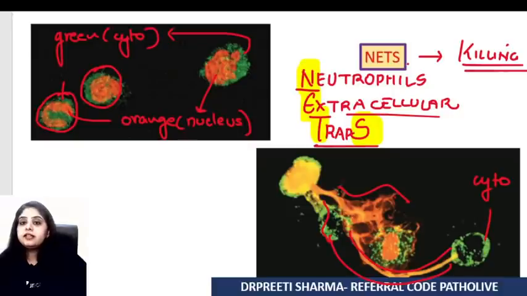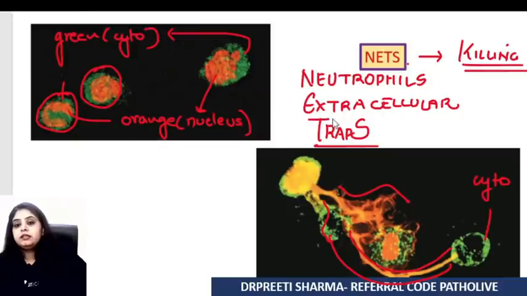Yes. This is a killing process, but the questions that they are extremely fond of is where is this killing occurring? So please remember, this killing occurs outside the cells. So this happens to be an extracellular process of killing. And which are the cells which are killing it? The cells are neutrophils. That is why you call it NETs.